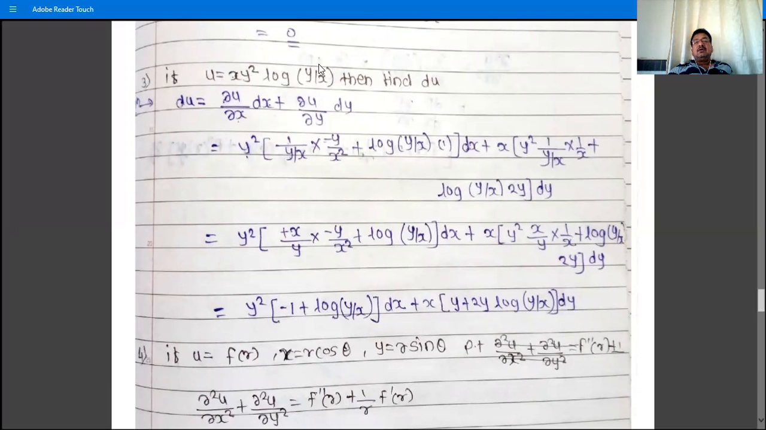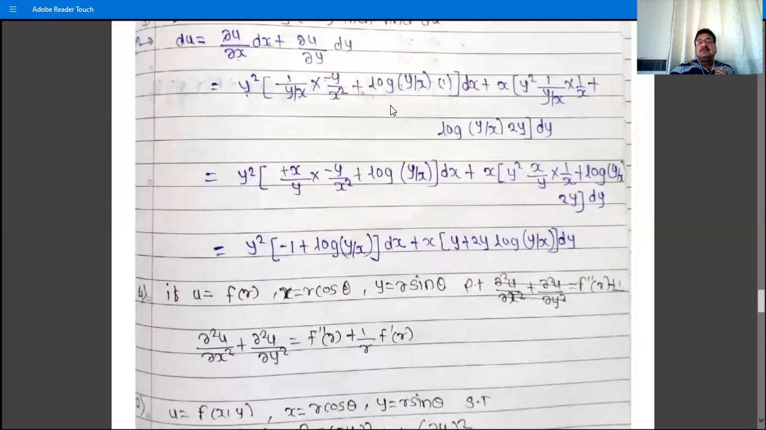y square is u, log y by x is v. So u derivative of v: log y by x, derivative is 1 by (y by x) into the derivative of y by x with respect to y, which is 1 by x, the derivative of y is 1. So 1 by x is a constant quantity. Plus log y by x times the derivative of y square, which is 2y, dy. Okay, so after simplification, we have this.